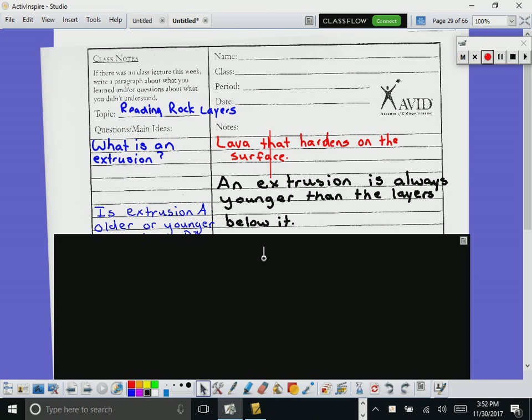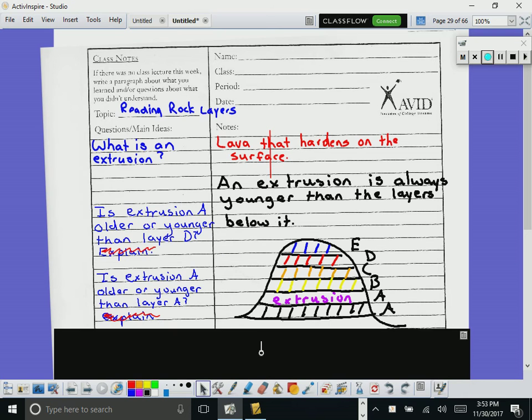Now, the rule for extrusions is just like the law of superposition. An extrusion is always younger than the layers below it. So it's just like using the law of superposition. If it's below it, it means it's younger than it. If it's above it, it means it's older than it. Okay, so let's practice looking at some extrusions.